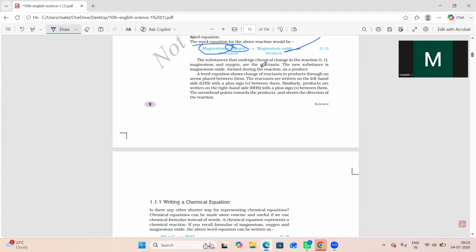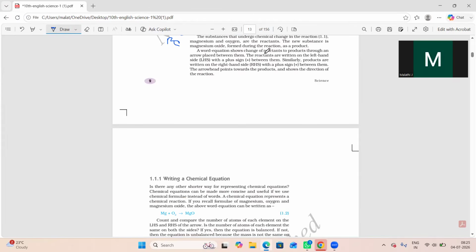The substances that undergo chemical change in the reaction, magnesium and oxygen, are the reactants, and a new substance, magnesium oxide, formed during the reaction, is the product. So reactants we will write on the left hand side of the arrow. The product, what we are getting after reacting magnesium and oxygen, we will write on the right hand side.